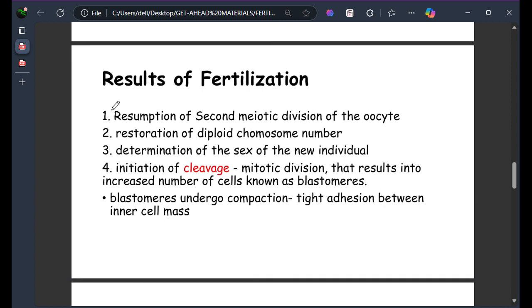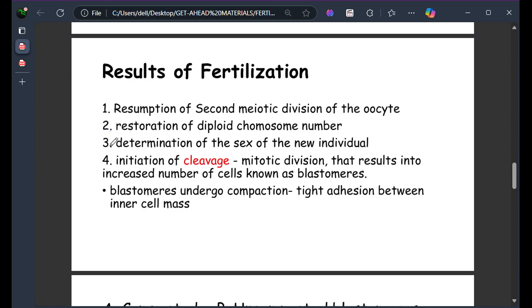Once fertilization has occurred, the first result is the resumption of the second meiotic division of the oocyte. Once the sperm binds, the oocyte will continue its meiotic division from the metaphase that it was arrested in. The other thing is restoration of the diploid chromosome number. We know that the two gametes are haploid, but at the end of fertilization the zygote will be diploid because it will have a complete set of chromosomes from the mother's and the father's gametes.